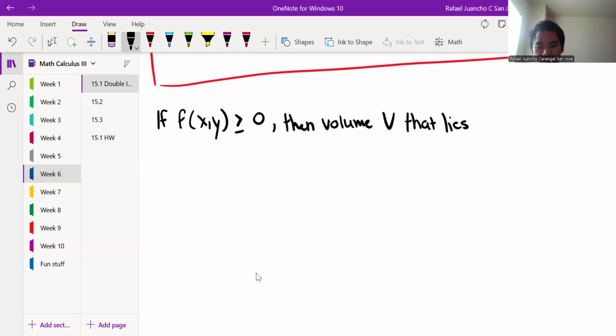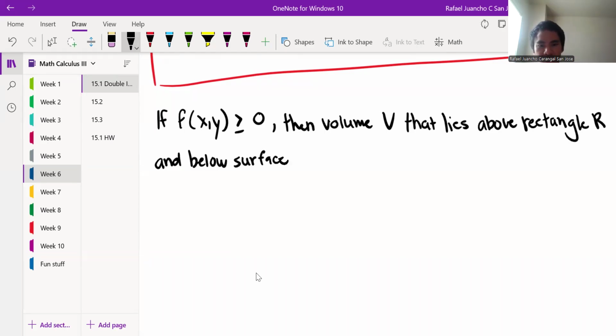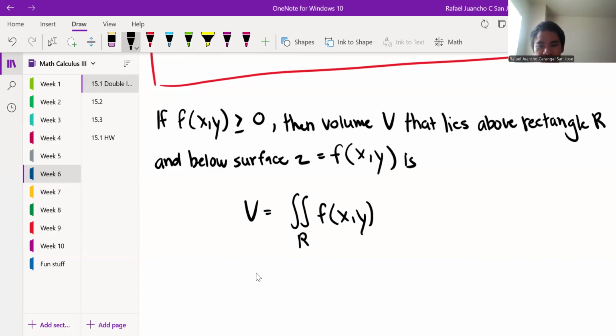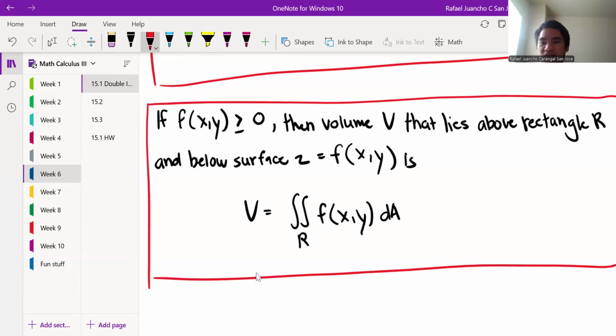So the volume that lies above that rectangular domain or region, but below, so here we're saying it's below the surface z. Then this is basically, okay, our volume is the double integral, and R is my rectangle. And here I just plug in my function of two variables, and then this is dA, right? That's it. That's the idea.